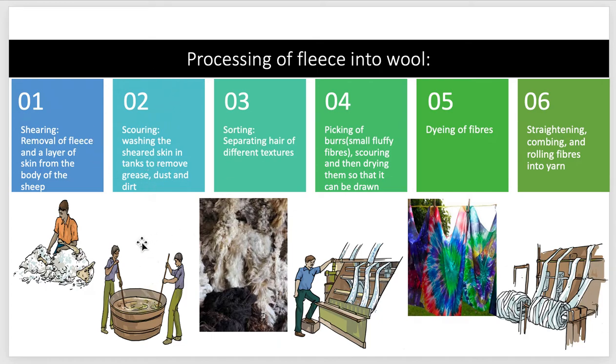Scouring is when the sheared skin, that is the skin and the fleece removed in the shearing process, is washed in big tanks to remove grease, dust and dirt. This is also done by machines, but here we have a picture of two men who are scouring the sheared fleece, which means they're washing all that skin and fur to remove grease, dust and dirt, and all the things that are of no use for making it into wool.